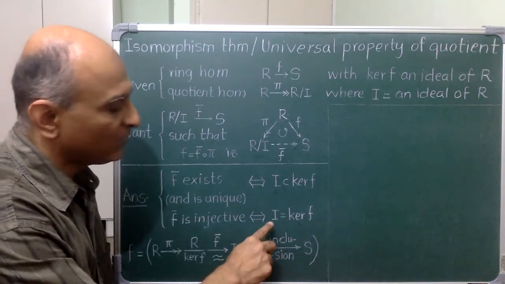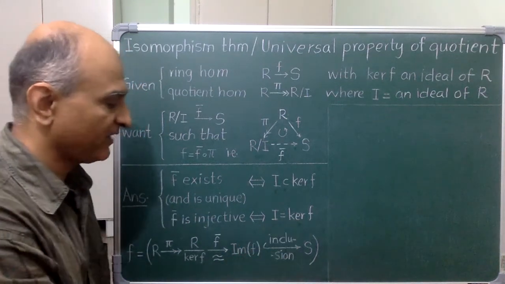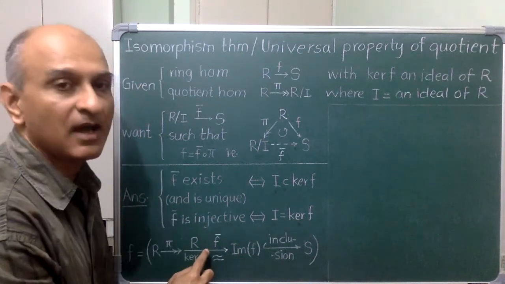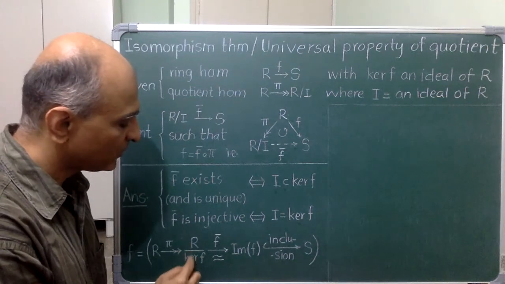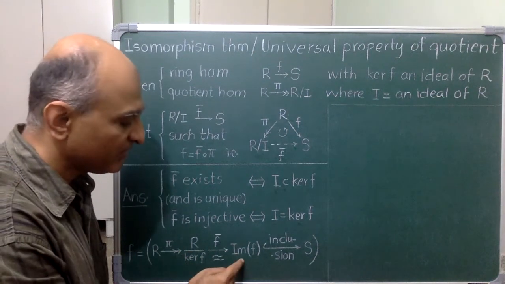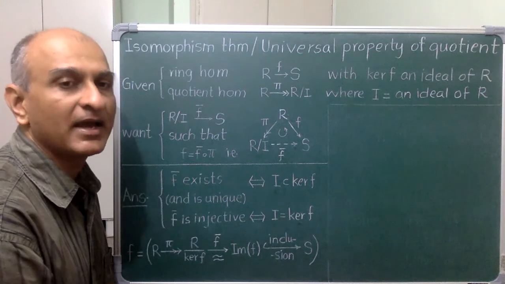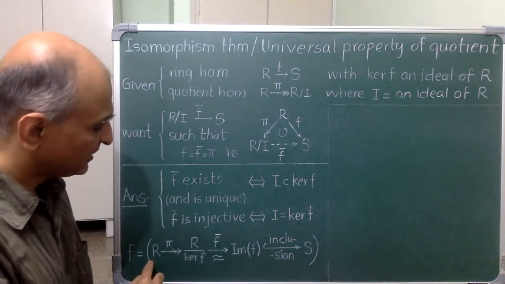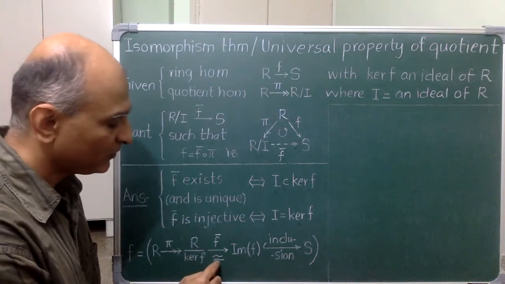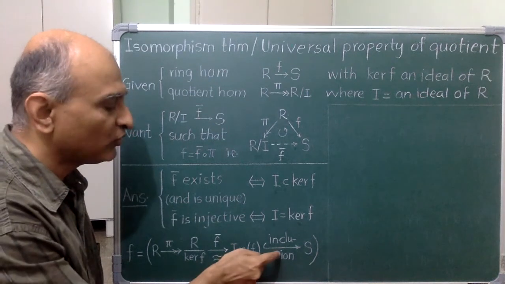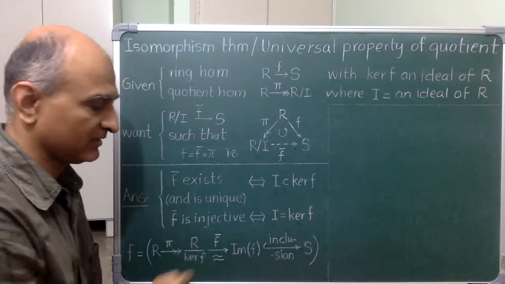Okay, now by taking I to be the kernel of F, F bar becomes an isomorphism from R modulo the kernel of F to the image of F. And then I can think of F as quotient map followed by this isomorphism followed by inclusion into the target.